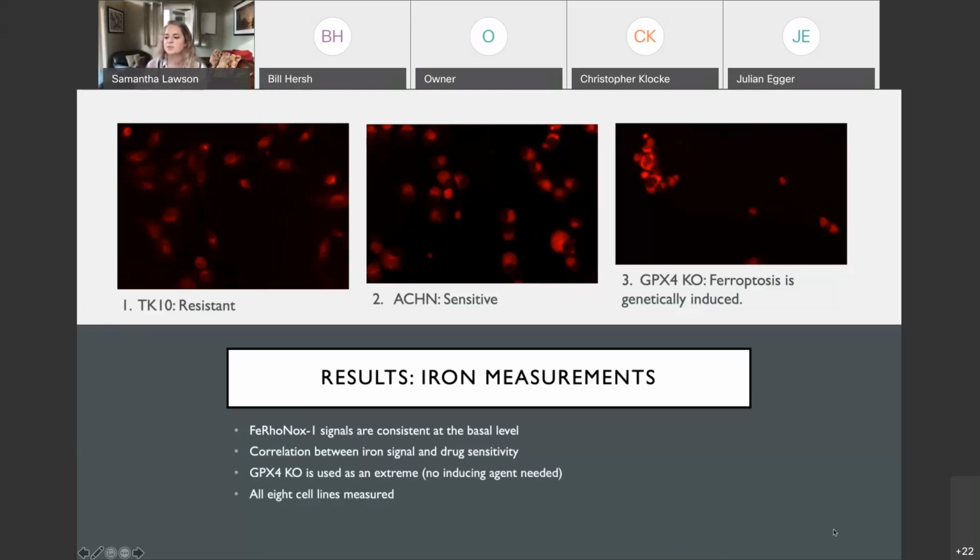Here is that first iron measurement that I was talking about. These are Ferronox1 assay measurements, or images. Ferronox1 attaches to that mitochondrial labile iron pool, and we can see the signal here. With our TGA10, which is the most resistant cell type, we see a very limited iron signal. Move over to ACHN, which is a more sensitive cell type, and we see an increase in iron signal. And then finally, on our right here, we see this ACHN cell line with the GPX4 gene knocked out, meaning that this requires no treatment to be induced into ferroptosis. So I used this genetically modified cell line as an extreme and a control. All of our cell line iron signals measured below this, and I will show you where that would lie in our correlation analyses.